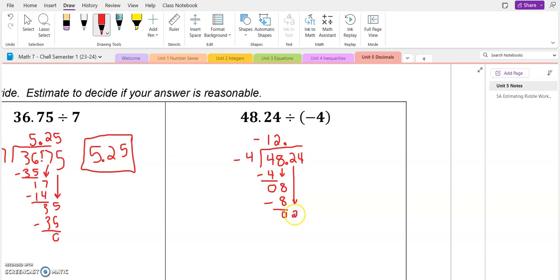4 cannot go into 2. So we have to put a 0 right here and then bring down the 4 as well. A lot of people, when they do this, they forget to put the 0 and they just bring the 4 down and then they keep going. Make sure that you put a 0 right here, since the 4 cannot go into 2. And now 4 goes into 24 6 times. And 4 times 6 is 24, which gets us 0. So the final answer is -12.06. There we are.